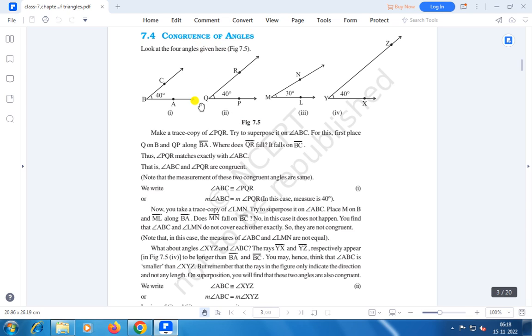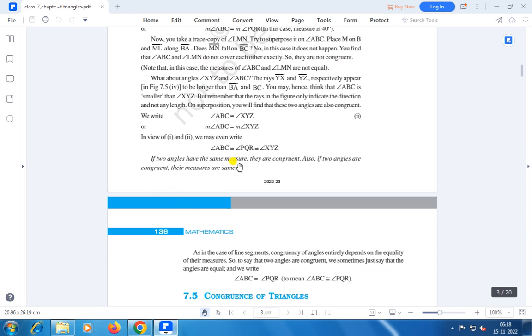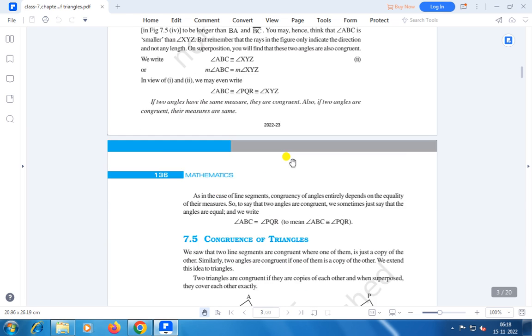Congruence of angles. If these angles are the same, then we can say that this angle and this angle are congruent to one another. But this angle is not congruent to the others, right? That means if this angle superposes exactly on this angle, we can say that figure 4, figure 2 and figure 1 are congruent angles of one another. If two angles have the same measure, they are congruent. Also, if two angles are congruent, their measures are the same.